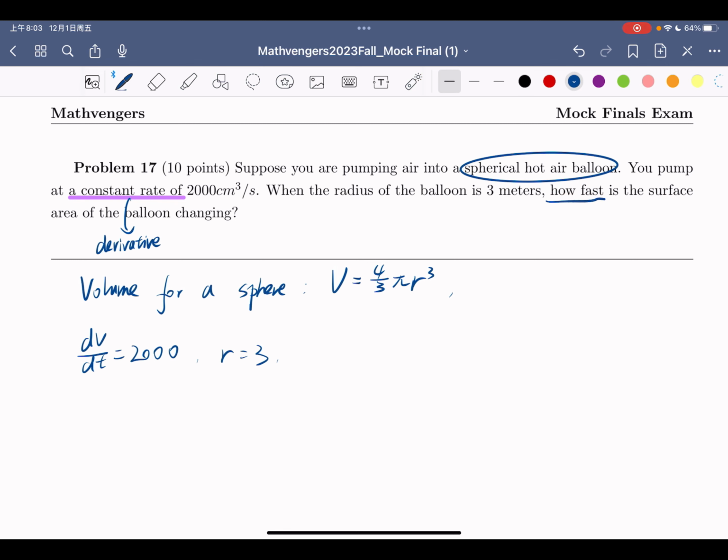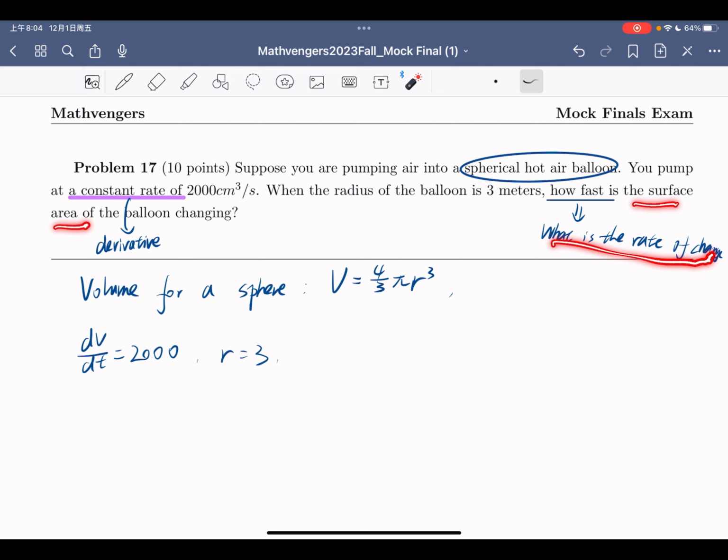What does it mean? This also means, what is the rate of change? How fast is actually equivalent to asking for the rate of change of surface area. Which means you need to figure out the derivative, and we write capital A to represent surface area, over dt.